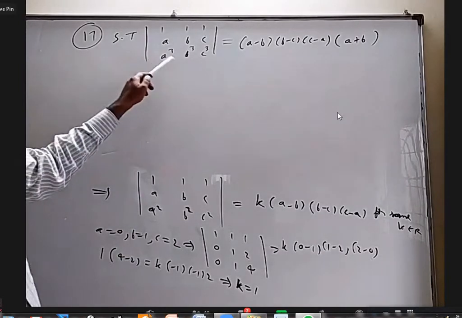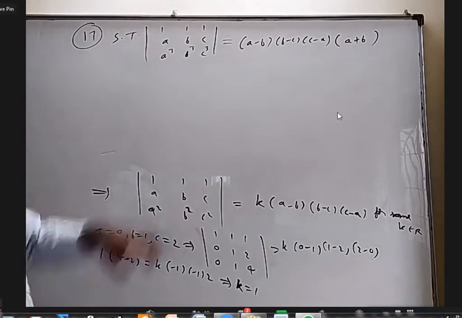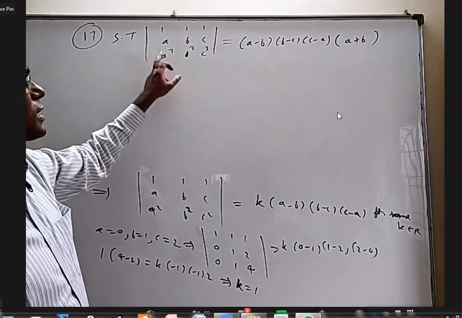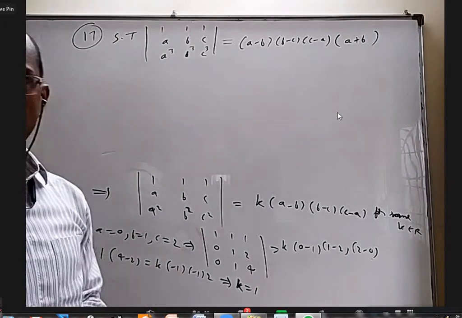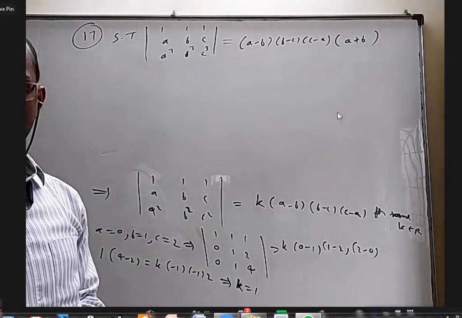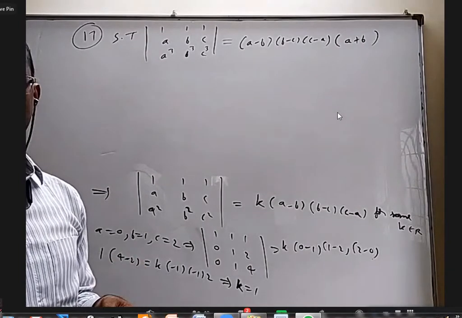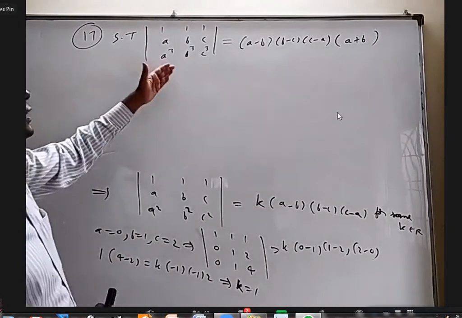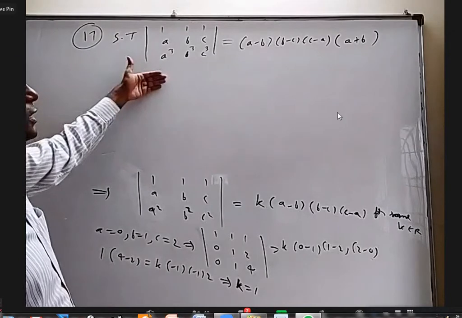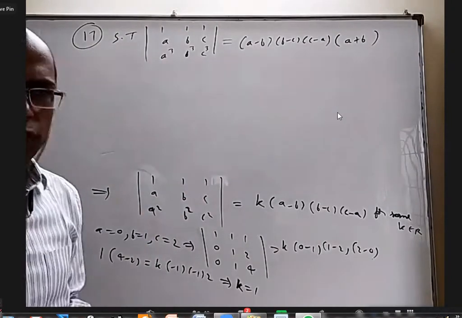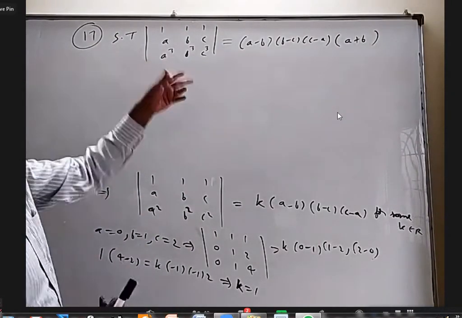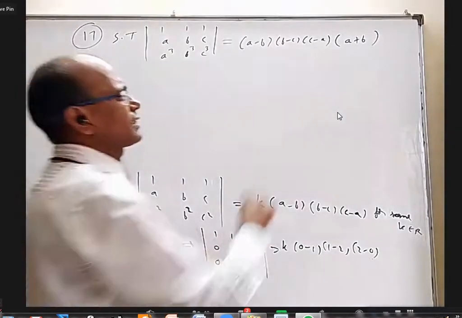In the question, it can't be a plus b. I'll tell you why. Is there anything special about a and b compared to c, or are all three equally important in the question? Equally important. That means if you replace a with b, b with c, c with a, the answer should not change, because after all, it's cyclic order. So there is nothing special about that.